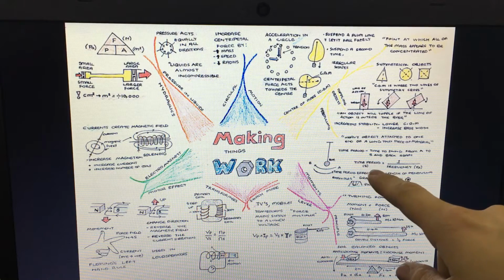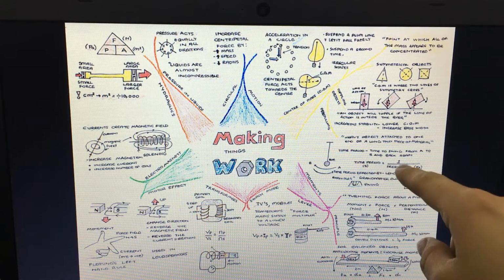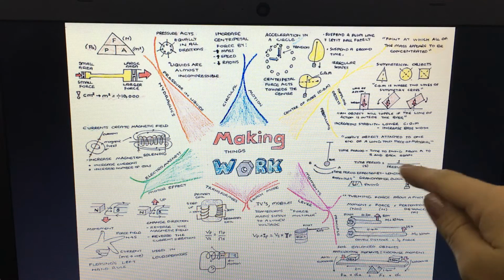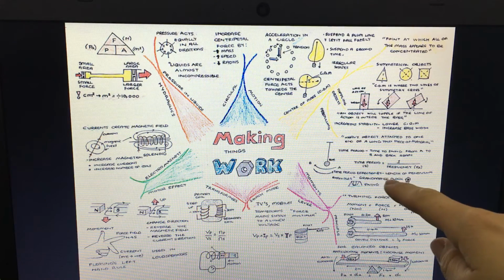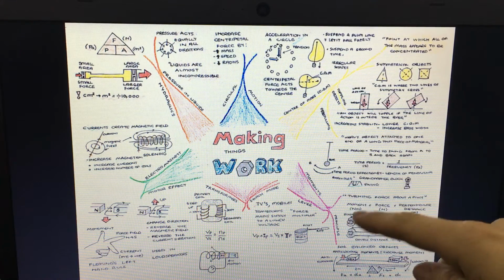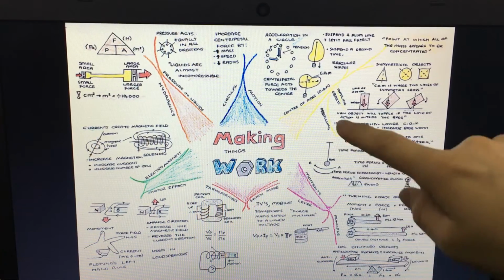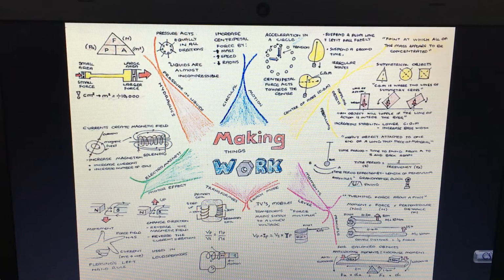So the time period is the time to swing from A to B and back. Now there's actually a formula for this. The time period in seconds is equal to 1, just the number 1, divided by the frequency, so the number of oscillations per second. It's affected only by the length of the actual pendulum itself. It's not affected by the mass of the bob.